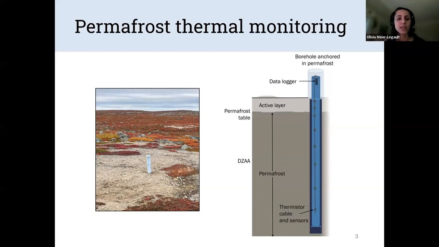And in recent years, as technology advances, most of these measurements are recorded automatically, and this provides these fairly continuous time series of ground temperature at these installed sensor depths. And so in this image here, you see sensors are located in the active layer as well as within the permafrost layer as well.